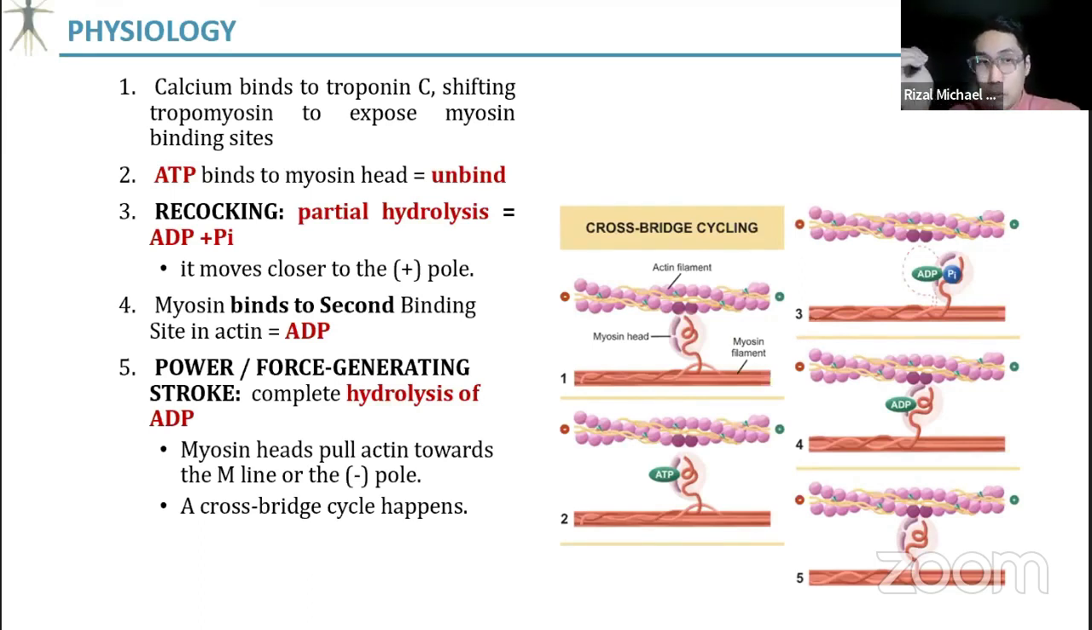So kapag ADP, it will now bind to the actin again, right? And then once nag-hydrolyze na completely yung ADP mo, look at image number 5, wala ng ADP. That's now your power stroke or your force generating stroke. So that means kanina, kung sa positive end siya during recocking, pupunta siya ngayon sa negative end, okay? So pag recocking, go to the positive pole. Kapag power stroke, go to the negative pole. Okay? So parang hinihila ngayon yung actin. Okay?